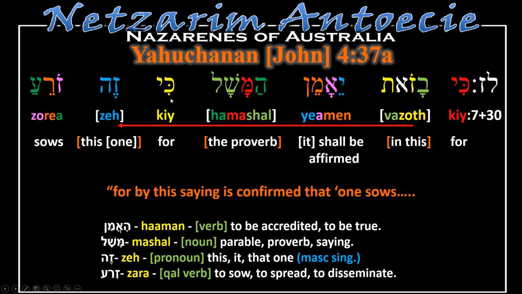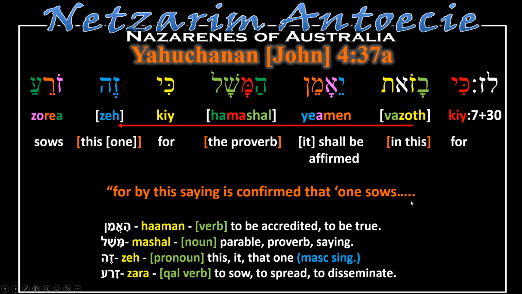And then we've got ki, for, ze, this, and I've added one. This one. If we looked at it, ze as a pronoun can mean that, this, it, that one. It's a masculine singular form. So this one, zoreah, sows. And again, it could be this one is sowing. But this one sows. For by this saying is confirmed that one sows.